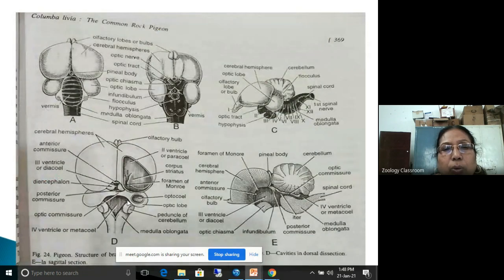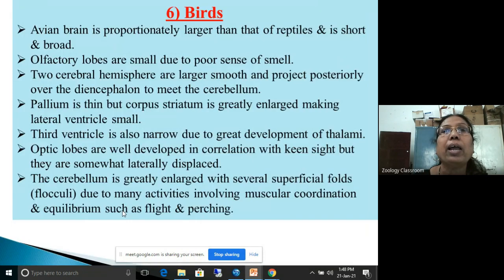Cavities are also present, as in all other vertebrates. The bird brain is larger than that of reptiles, and short and broad. Olfactory lobes are small, due to the poor sense of smell. The two cerebral hemispheres are larger and smooth, lie over the diencephalon, and meet the cerebellum. The covering of the cerebral hemisphere is called the pallium.